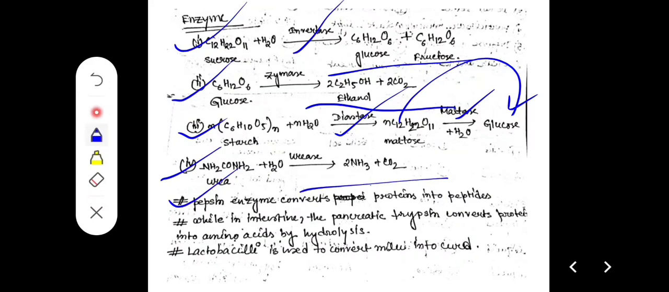While in the intestine, pancreatic trypsin converts protein into amino acids by hydrolysis. Protein is a polymer of amino acids. Amino acid is the smallest unit of protein. Now last one, lactobacilli is used to convert milk into curd. Milk into curd, that is lactobacilli.